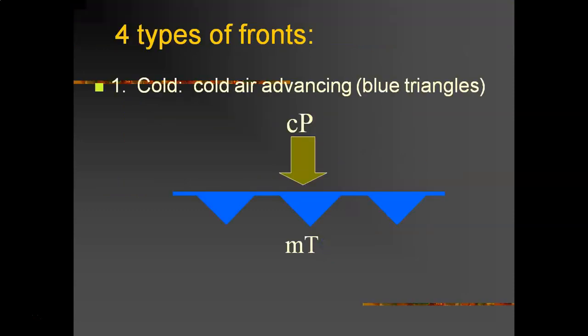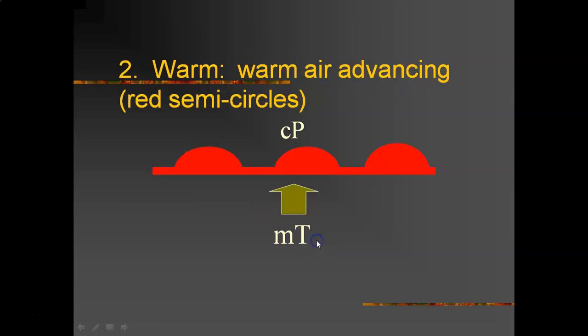Here's a cold front, and a cold front is designated as one when the cold air is advancing into warm air. So I've got the continental polar air with a greater push into the maritime tropical air. Now, a cold front is always shown on a weather map as a blue line with a series of triangles, always showing the direction of movement of that front.